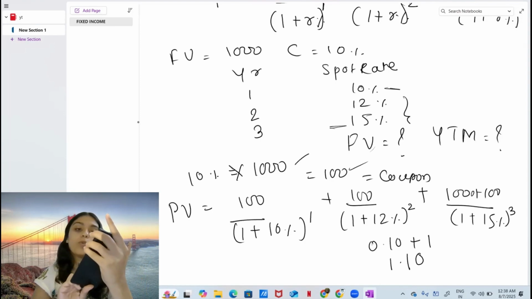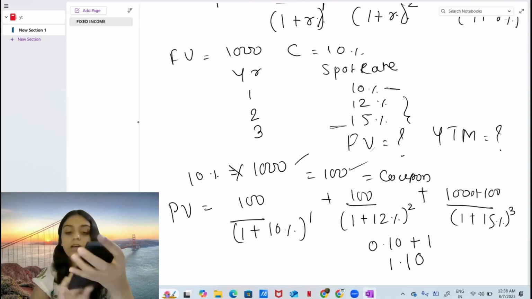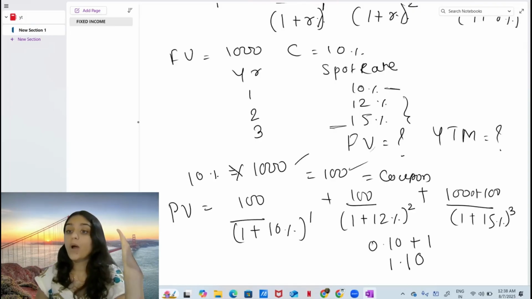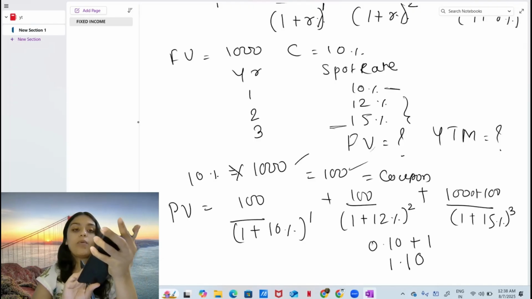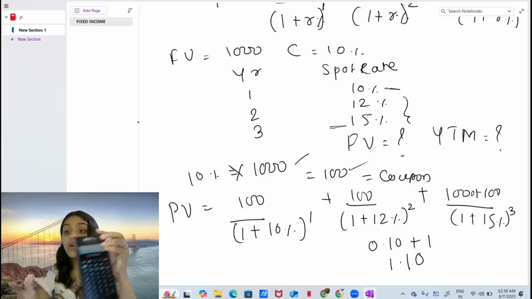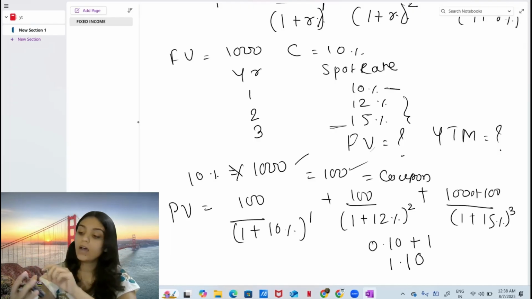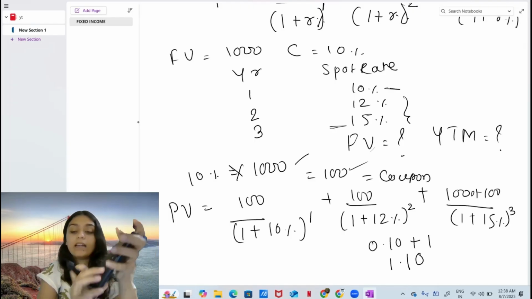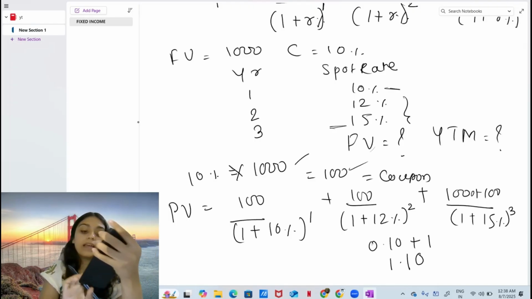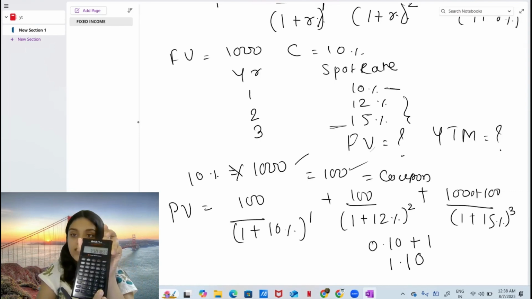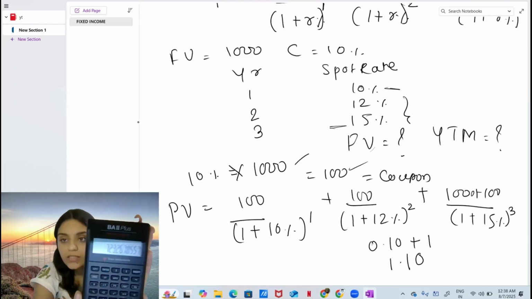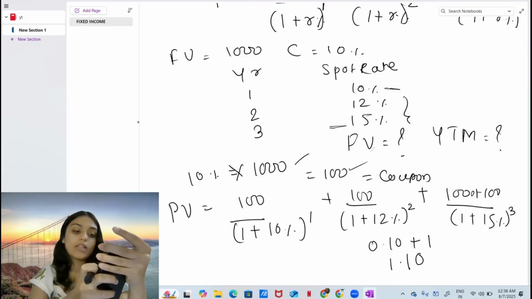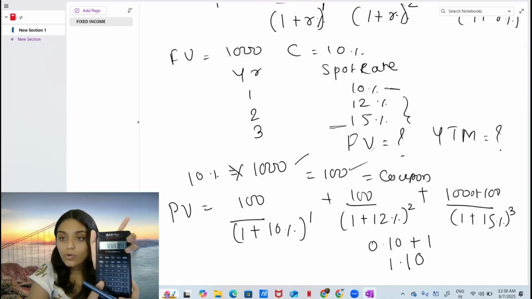So first, put 1100 on your calculator, then divide by 1 plus 15%, which is 1.15. So type 1.15. Okay, now 3 means first square. So put square and then again divide it by 1.15. 1.15 is equal to, you got some value here, 700 and something. So that will be your storage 3.